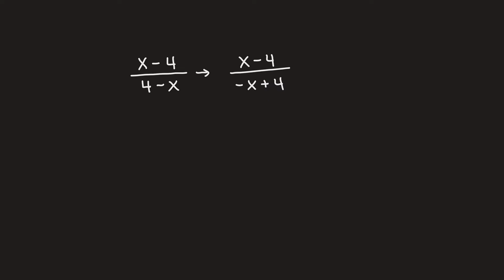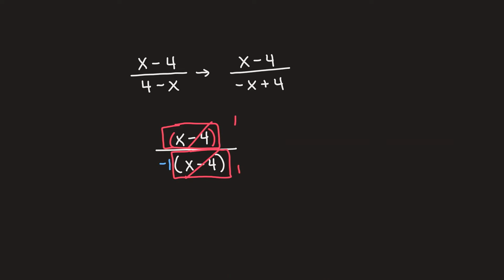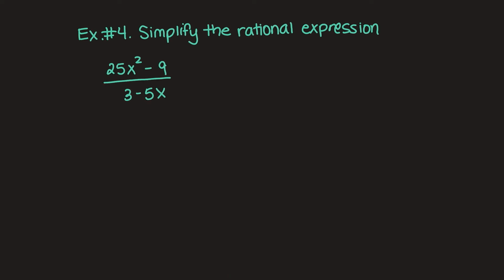We can actually use a trick where we factor out a negative 1 from the denominator. Doing so, we get x minus 4 over negative 1 times x minus 4. Now these factors are the same, and we can divide them out. So this will simplify to negative 1. This trick is handy if we see that factors almost look the same, but are just opposites. So let's go over some examples where we have to use this trick.